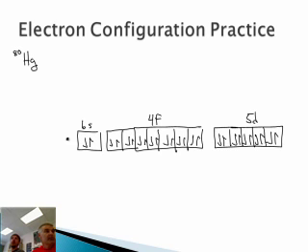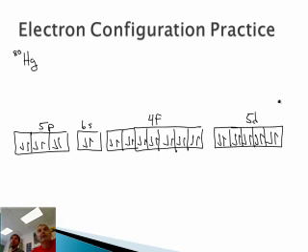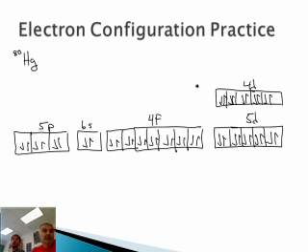And then we're going to say the 5p. That's going to be a three-boxer, right? 1, 2, 3, 4, 5, 6, 5p. And then 4d. Everything's full up to the very last one. And then 5s. Okay. Then 4p.